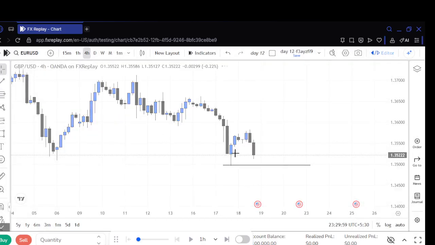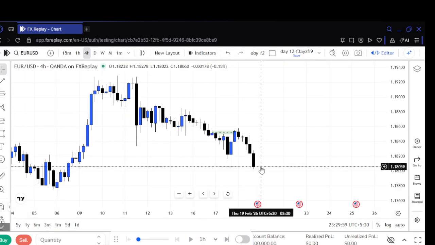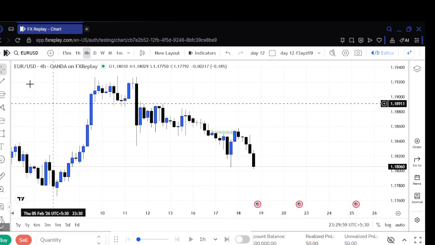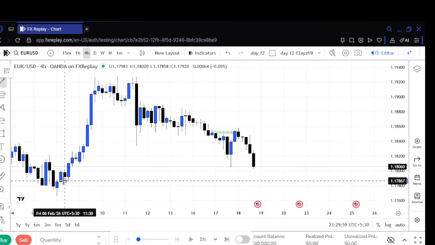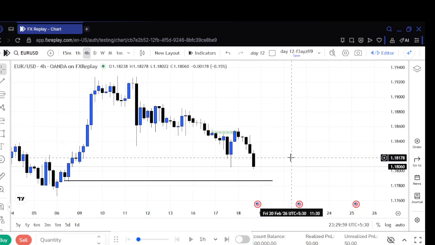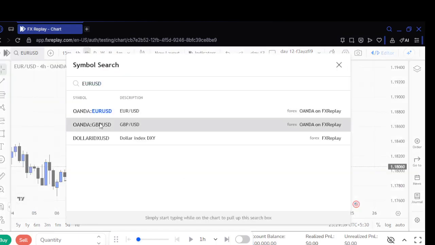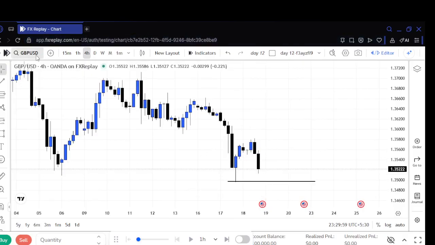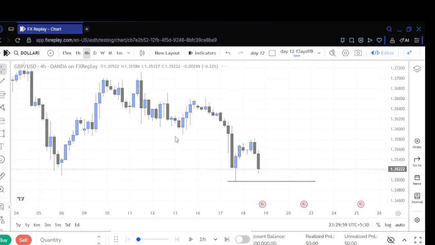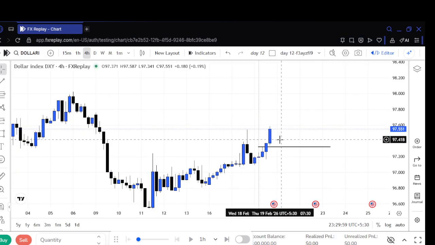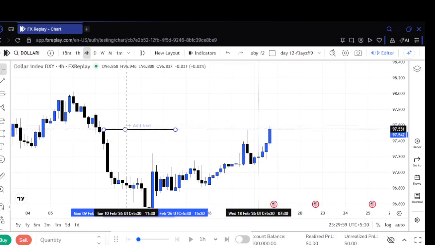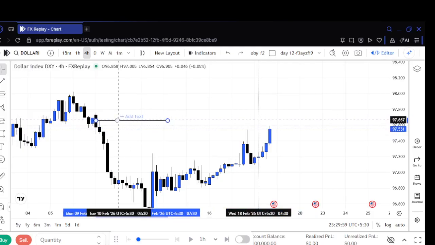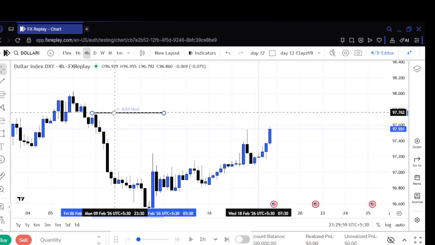EURUSD has taken the liquidity here. Is it going to come for this liquidity? I think it's going to come for this liquidity in GBPUSD. There is some more liquidity left. So in DXY, is it going to go up? It's going to go up. Okay, we got a gap. The gap has been filled. So is it going to go up here or is it going to go up here?